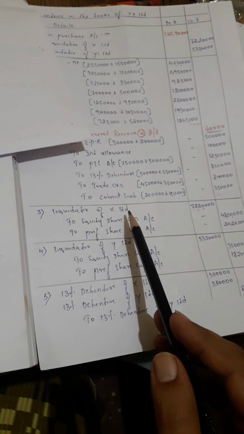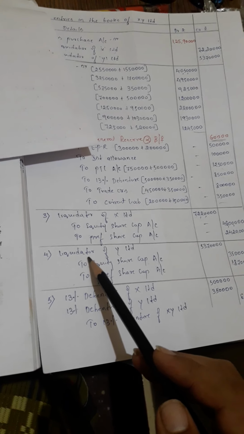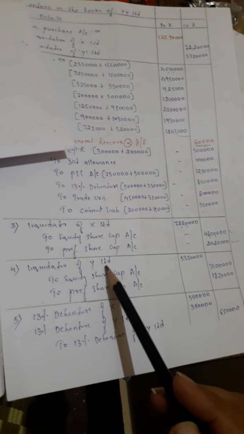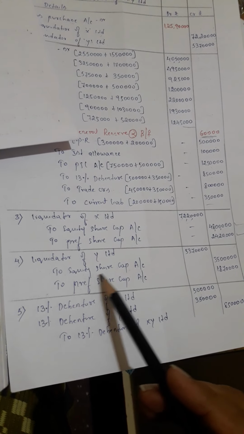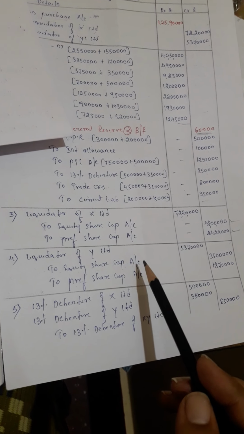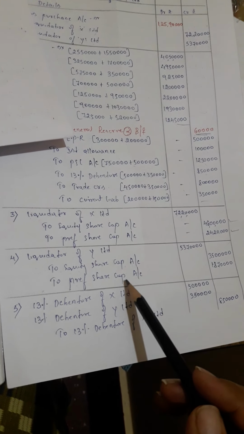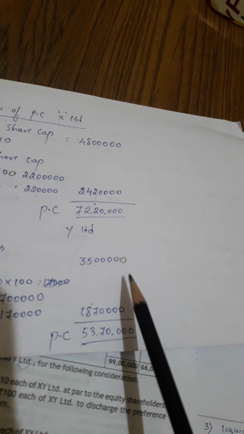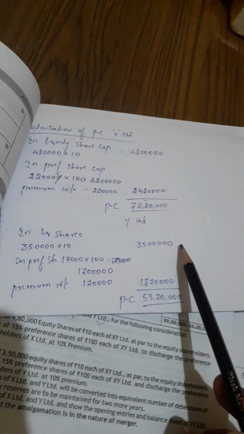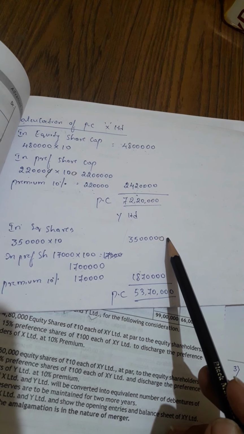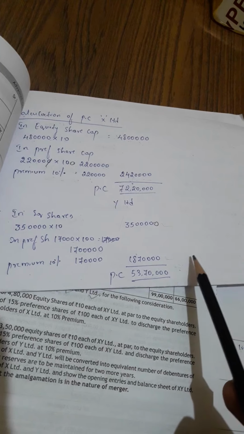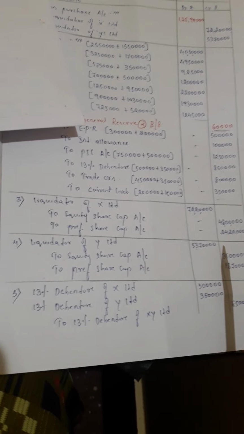In a similar manner, here one more company is liquidating. The journal entry will be the same. Liquidator of Y Limited account debit to equity share capital of Y Limited account credit, to preference share capital of Y Limited account credit. For equity share capital of Y Limited 35 lakh, whereas for preference share capital of Y Limited is 18 lakh 70,000. Total will be 53 lakh 70,000.